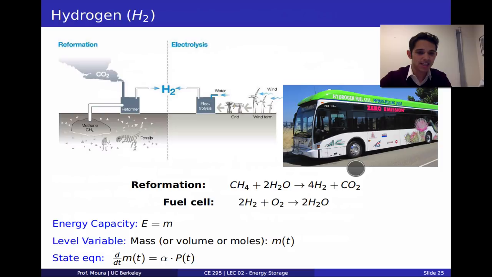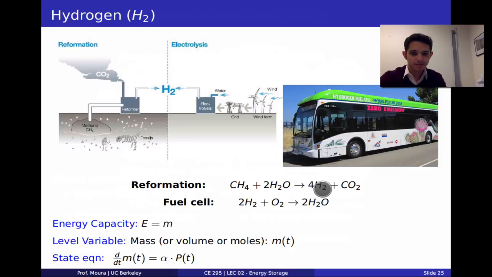One way to do this is with something called reformation. Basically, we take methane, combine it with water, and with excess electrical energy we can do a chemical reaction which consumes energy, taking methane and water and creating hydrogen. We also create CO2 as a byproduct. So this is not clean in terms of not creating CO2. That's one way to form hydrogen.